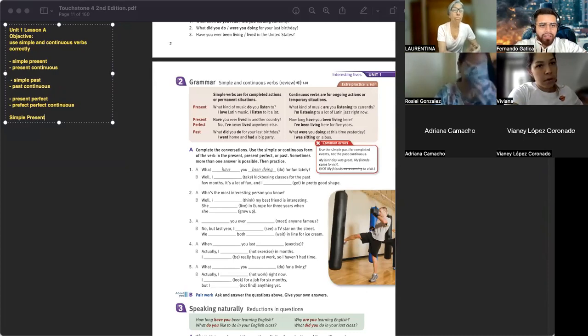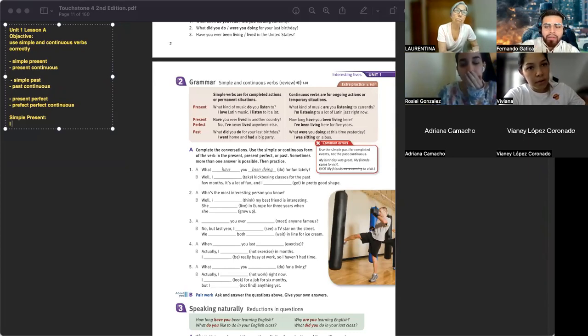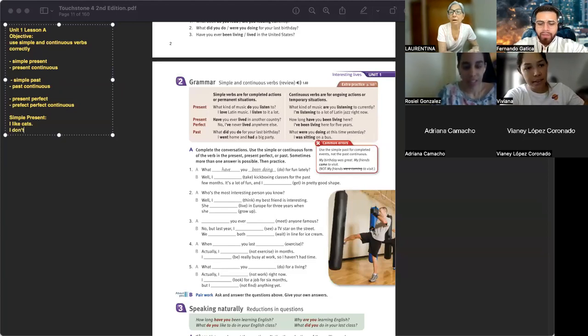Simple present. Okay. I'm gonna give you the sentences and then the questions with the simple present. In the simple present, how do you say me gustan los gatos? I like cats. Thank you for not saying the cats. I like cats. And how do you say no me gustan los gatos? I don't like cats. So there you go.